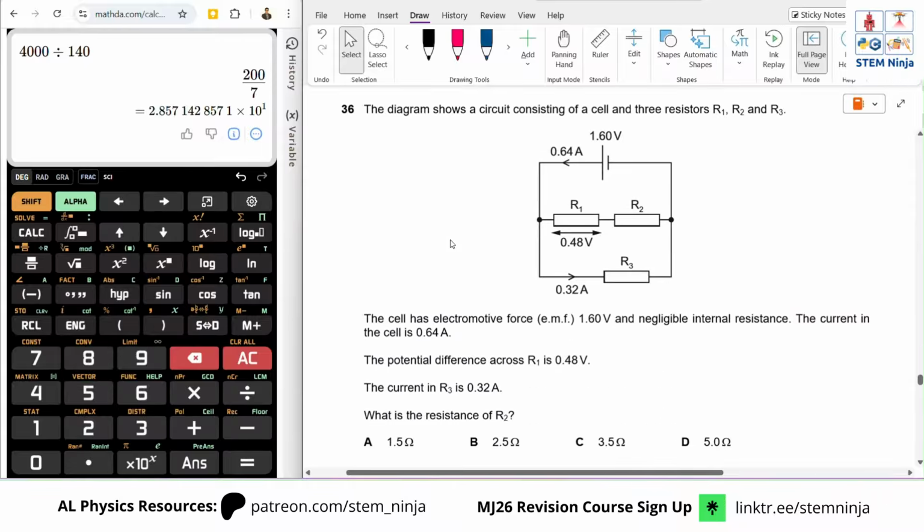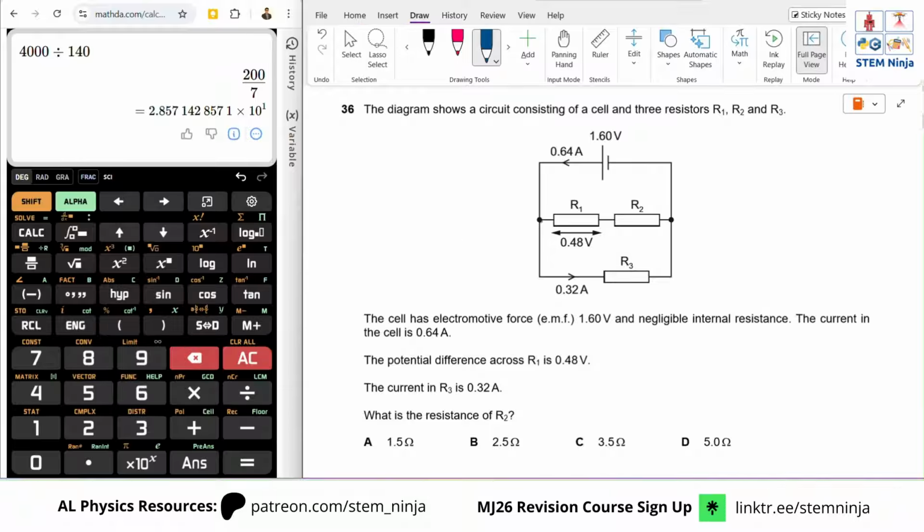All right, the diagram shows a circuit consisting of a cell and three resistors R1, R2, and R3. The cell has electromotive force 1.6 volts and negligible internal resistance. The current in the cell is 0.6 ampere. Potential difference across R1 is 0.48. The current in R3 is this. What is the resistance of R2?